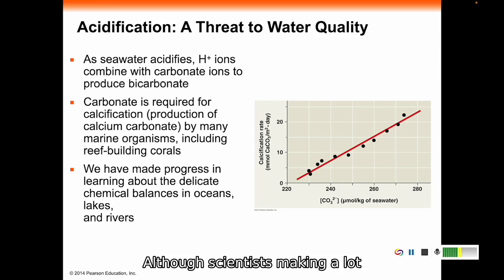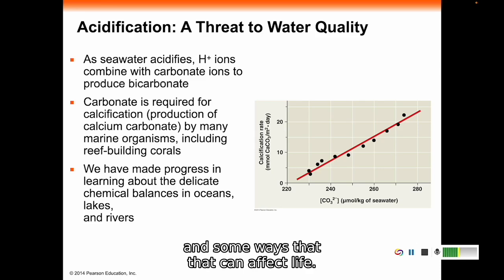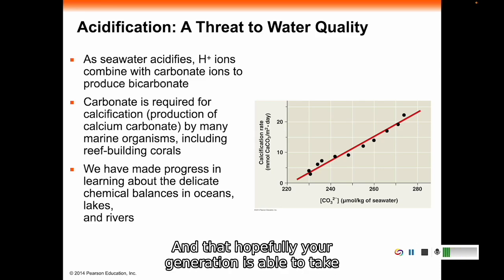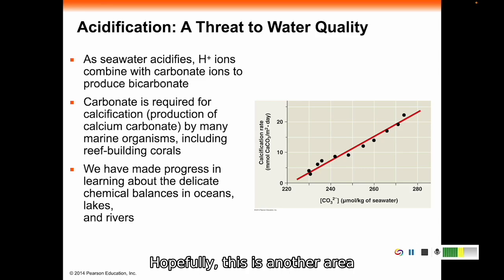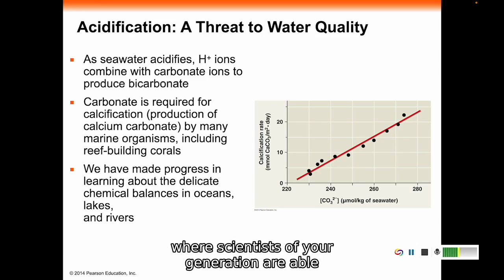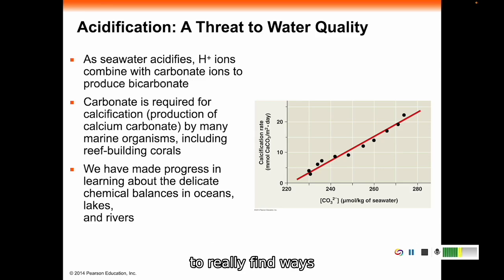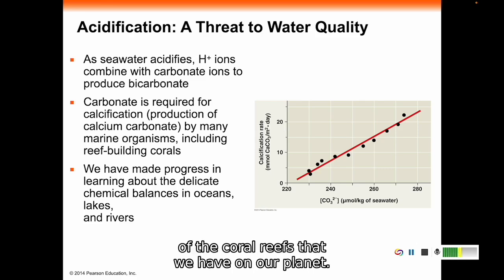Although science is making a lot of progress in learning about the delicate chemical balances in oceans, lakes, and rivers. In the first part of this chapter, we talked about global warming and some ways that can affect life, and hopefully your generation is able to take the science that we currently have and take it further to improve life. Hopefully this is another area where scientists of your generation are able to really find ways to take action to mitigate this problem, because right now we're losing a lot of the coral reefs that we have on our planet.